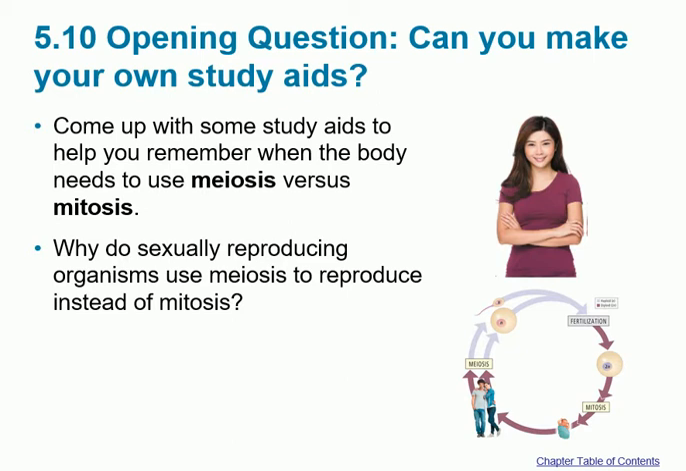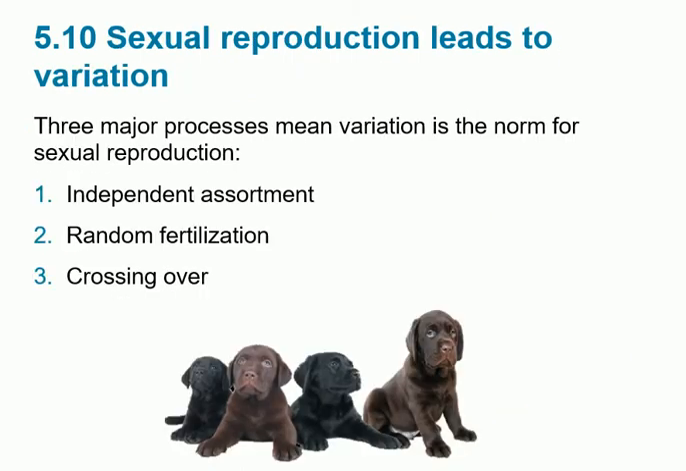Okay, you can do your own study guide or study aids by comparing the meiosis to mitosis. But did we get it? Did you get the mitosis versus meiosis? Is that very clear? You got it?